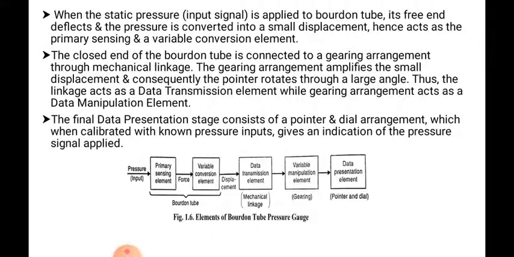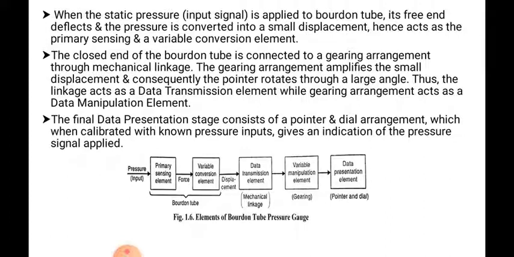When the static pressure input signal is applied to the bourdon tube, its free end gets deflected and the pressure is converted into a small displacement. Hence it acts as a primary sensing and variable conversion element. The closed end of the bourdon tube is connected to the gearing arrangement through the mechanical linkage, and the gearing arrangement amplifies the small displacement, and consequently the pointer rotates through a large angle.